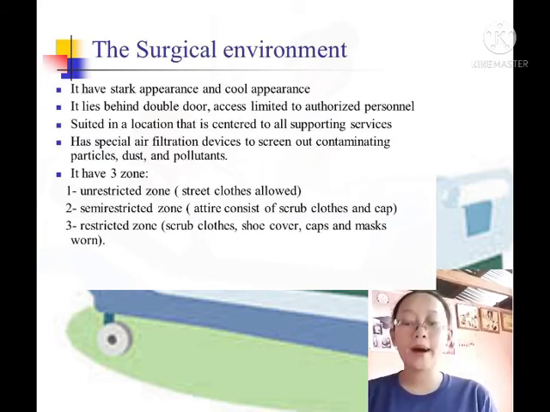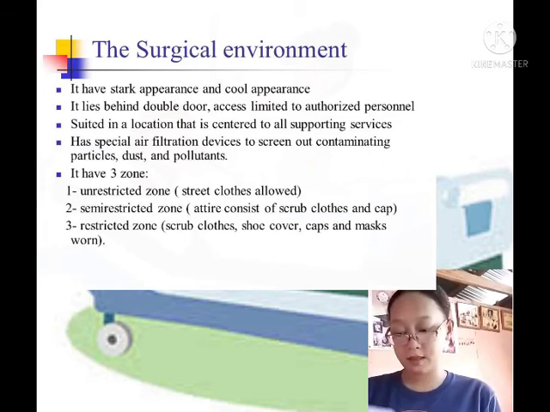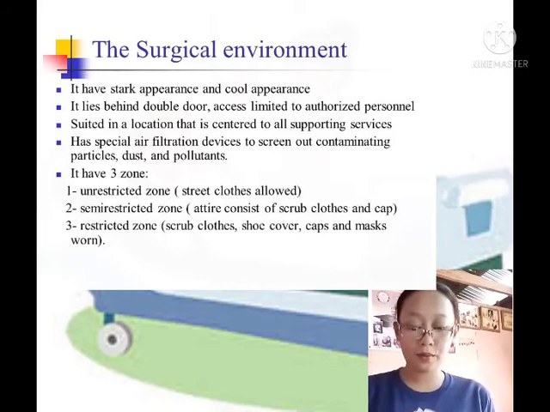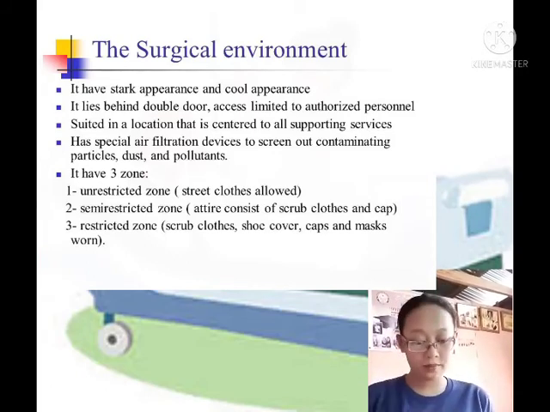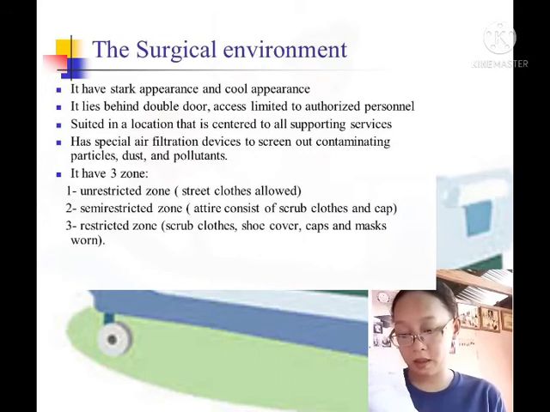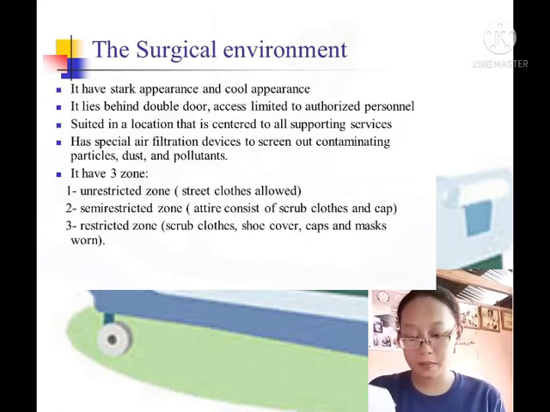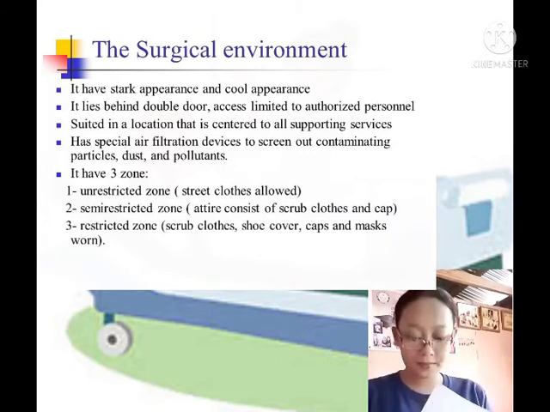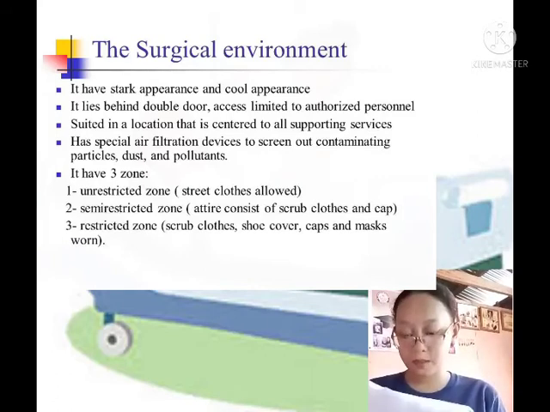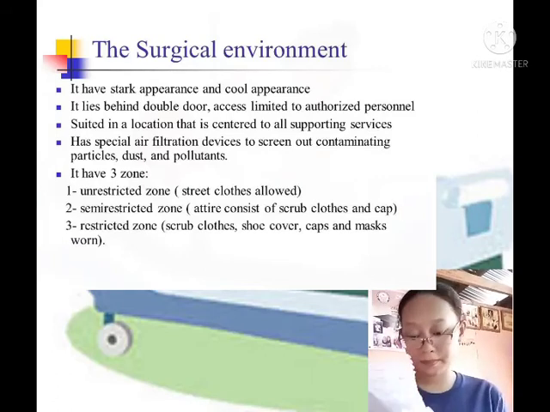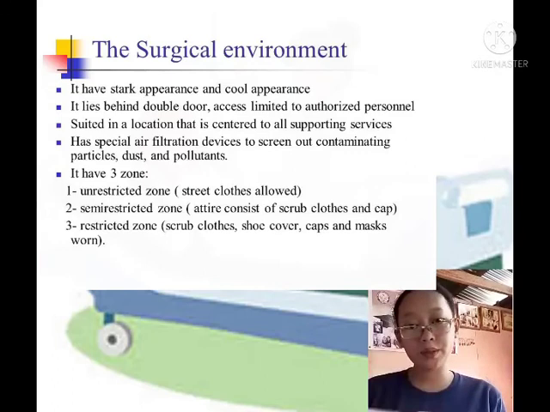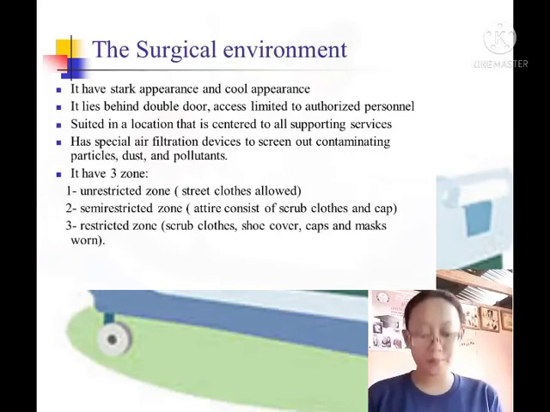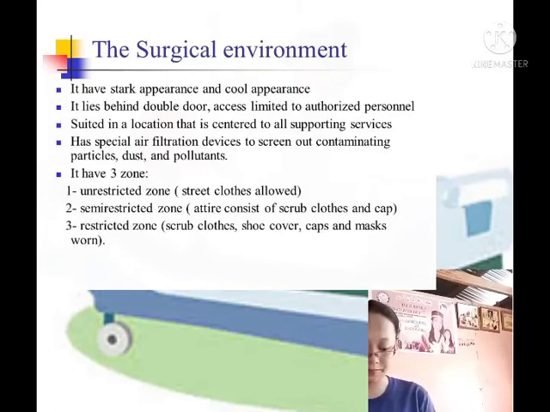Number 1, the unrestricted zone, which is where street clothes are allowed. Number 2, the semi-restricted zone, where attire consists of scrub clothes and caps. Number 3, the restricted zone, where attire includes scrub clothes, shoe covers, caps, and masks for the wound.